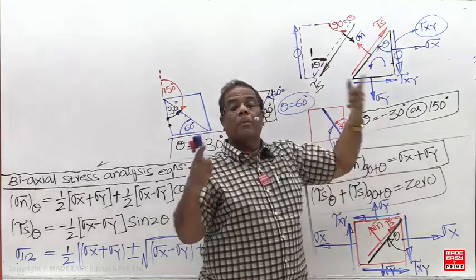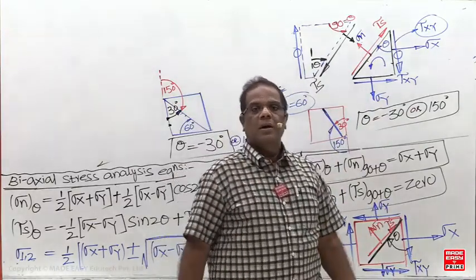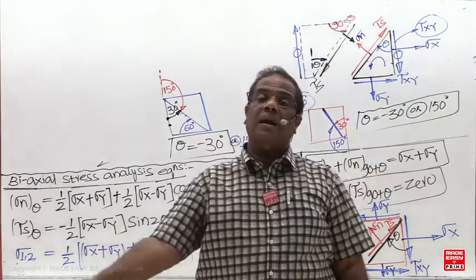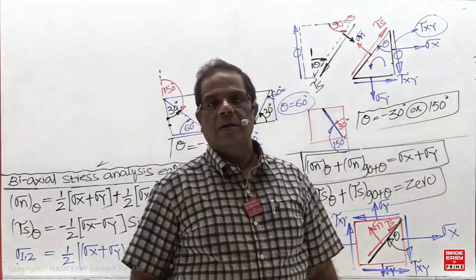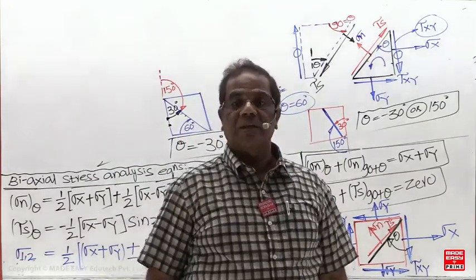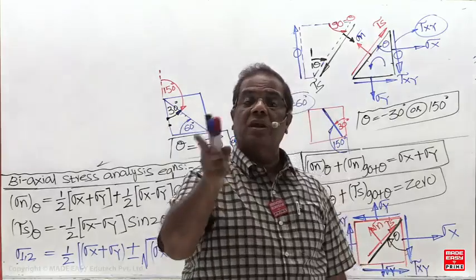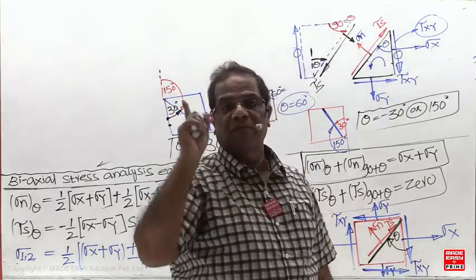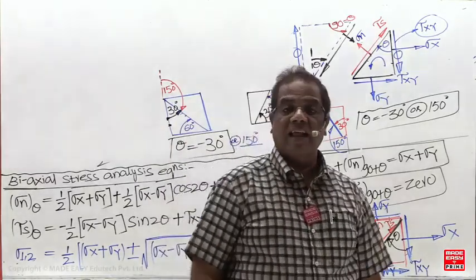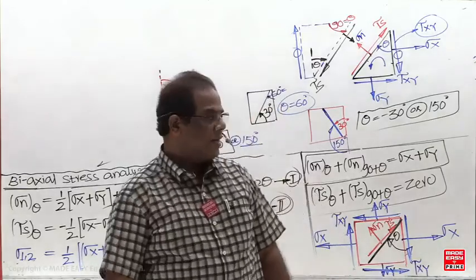So shear stress on the oblique plane is positive when it is forming a couple in the anti-clockwise direction. Clockwise direction is negative. So the shear stress sign convention on the X face and the oblique plane is different.